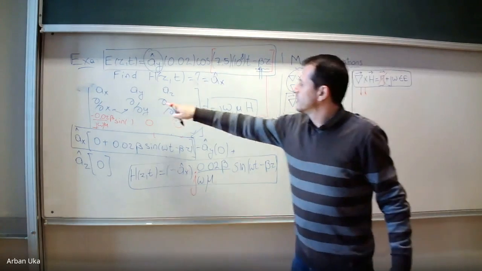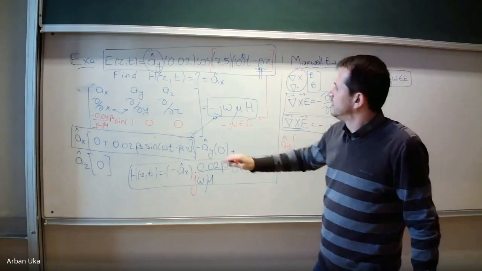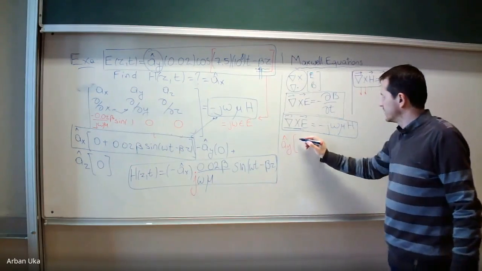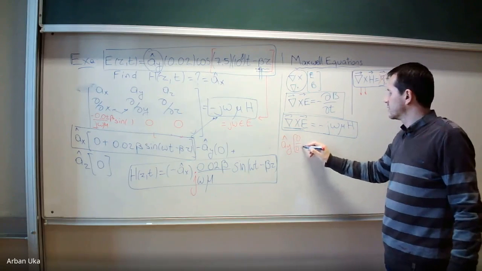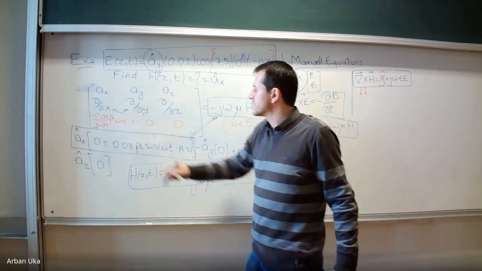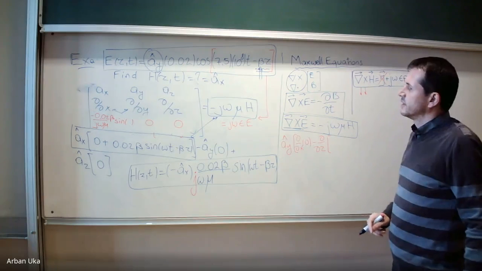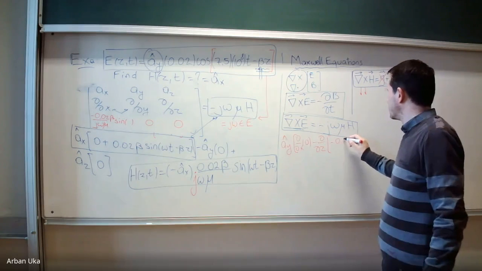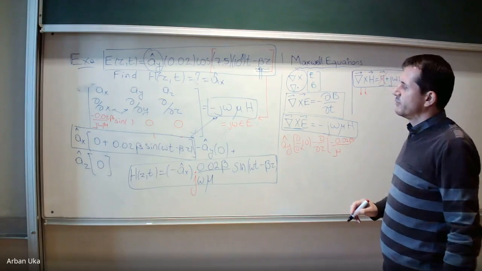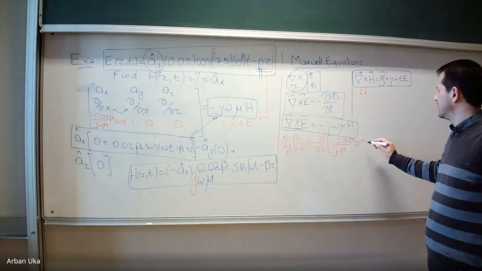Okay? So the curl here is going to be AY times the derivative of 0 with respect to x, minus the derivative with respect to z of the terms which are left here, which is minus 0.02 beta over j omega mu. We have the sine term here.